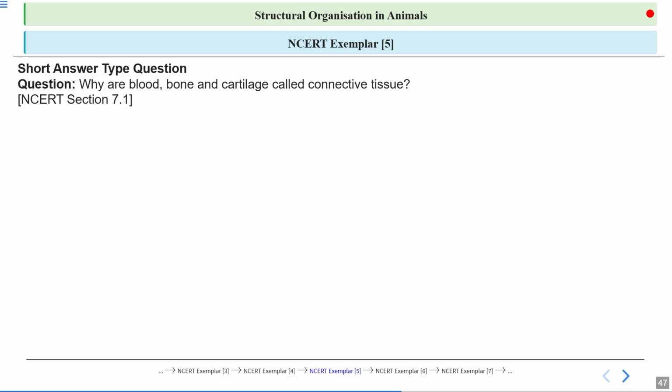Next question. Why are blood, bone and cartilage called connective tissue? Why are they called connective tissue, right? Let us see the answer. This is a very important question. This question is coming from the NCERT section 7.1.